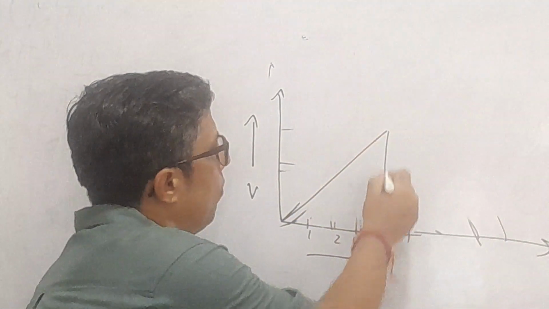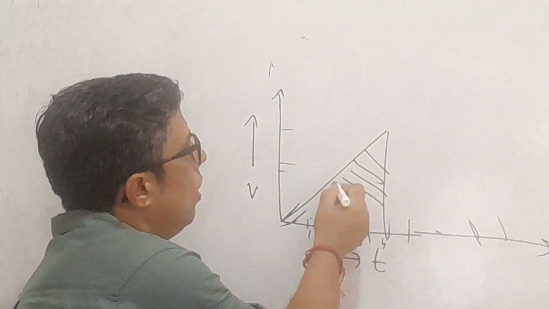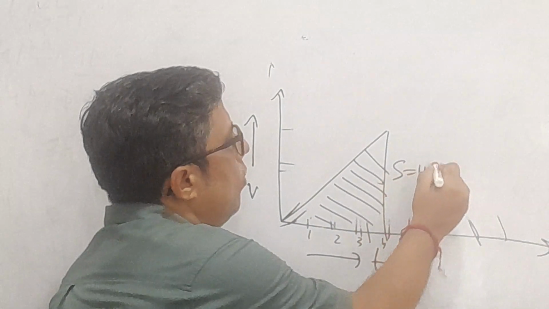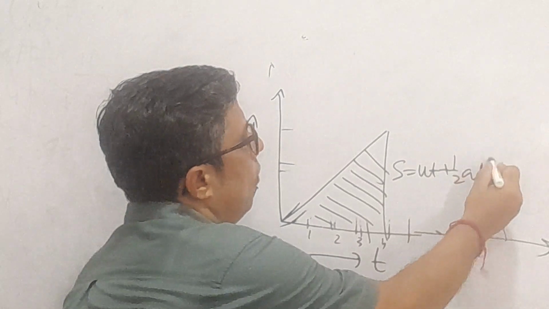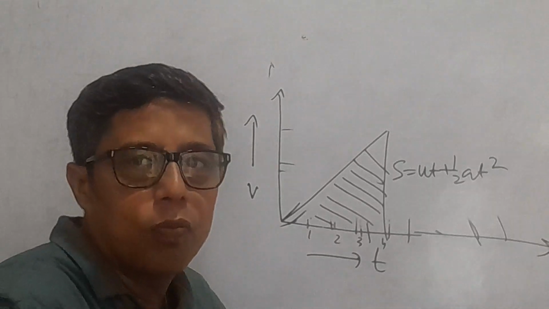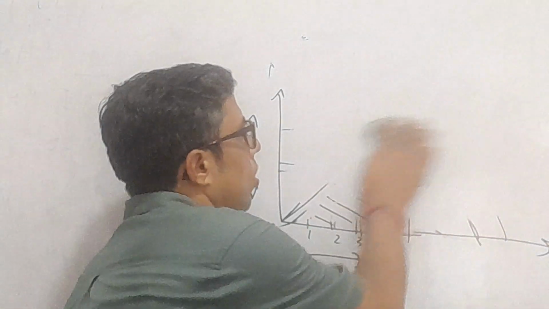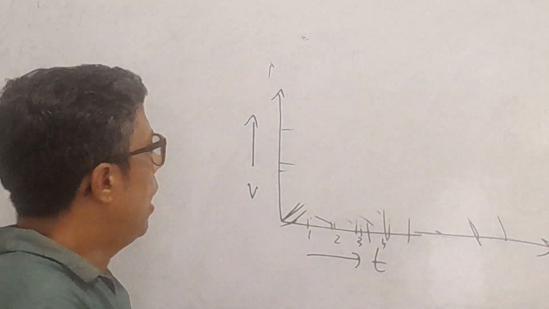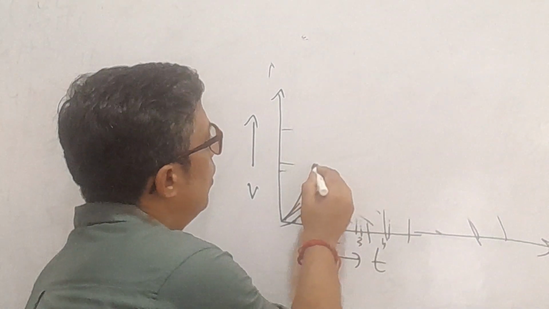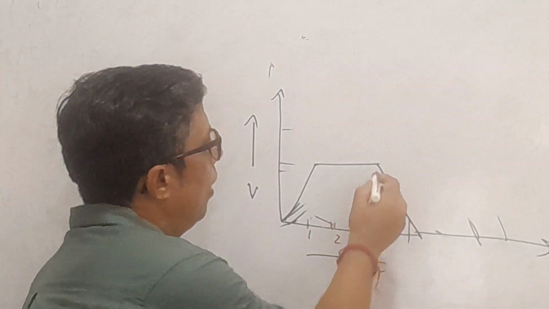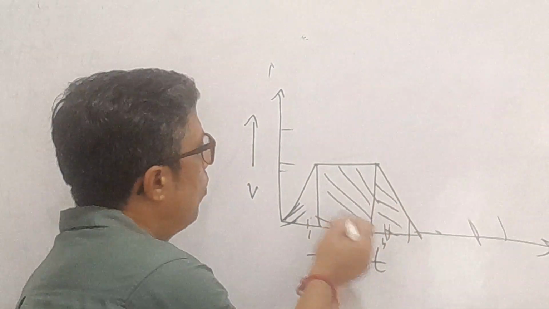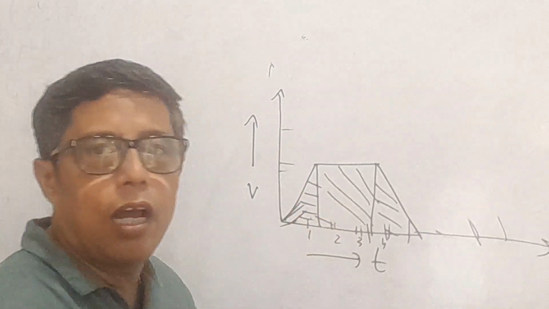Now next, what is the area contained under the VT graph? If this is a VT graph, then this area will be the displacement, as you know that S is equal to ut plus half at square. So the VT graph area represents the displacement of the particle or object in motion. Similarly, suppose you get a graph like this, let's say a straight line, then what will be the area? So you calculate this area, and this will represent the displacement on the VT graph.